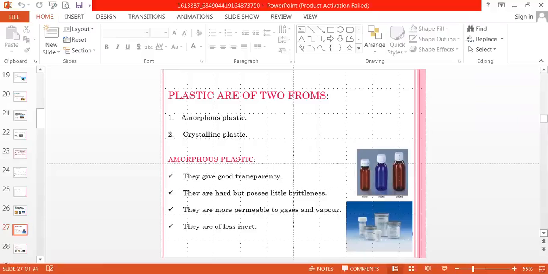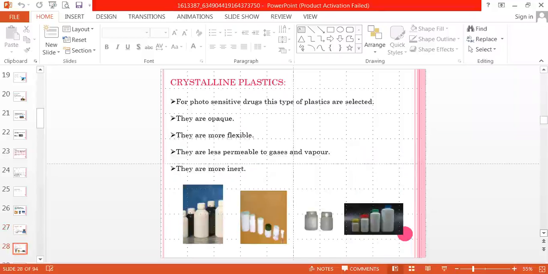As well as that, amorphous plastics can permit gases or vapor from the outside environmental condition to get inside your product, or from the product to the outside. Then crystalline plastics. Crystalline plastics have a little bit of advantage compared to amorphous plastics. For photosensitive drugs, this type of plastic is selected because crystalline plastics are not transparent, so they will not give entry to sunlight. They are opaque in nature.